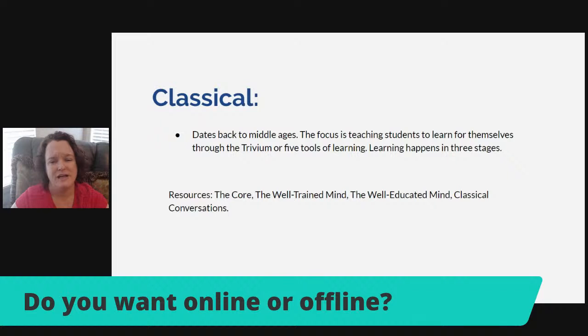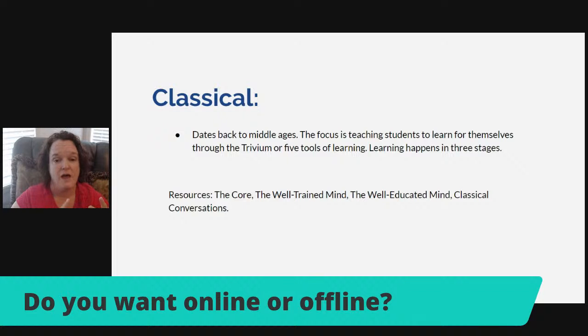So it dates back to the Middle Ages, and the focus is teaching the students to learn for themselves through the Trivium or 5 tools of learning. I'm not going to go into detail with that. You can look up more if it sounds interesting. Learning happens in 3 stages. So it's like you're cycling through the main information 3 times, but you're doing something different each time. First you're doing this, then you cycle back through it during the middle school ages, then you cycle back through it during the high school ages. And that's basically what we have. We have 3 sets. When you go to a school, you'll have different learning sets. So, some resources to look for.